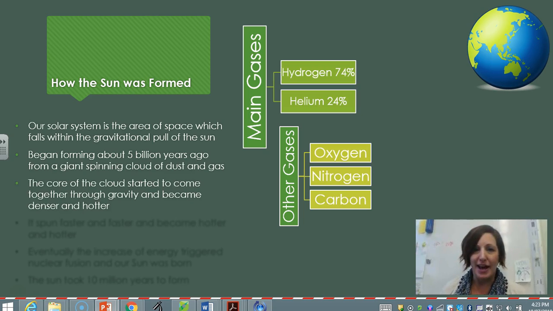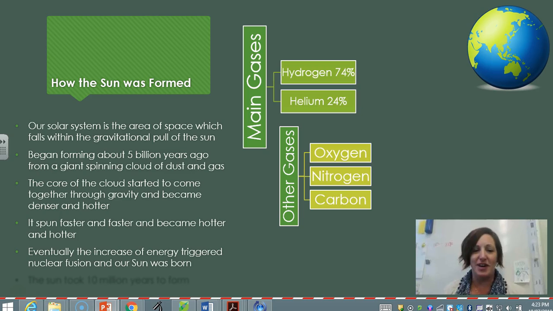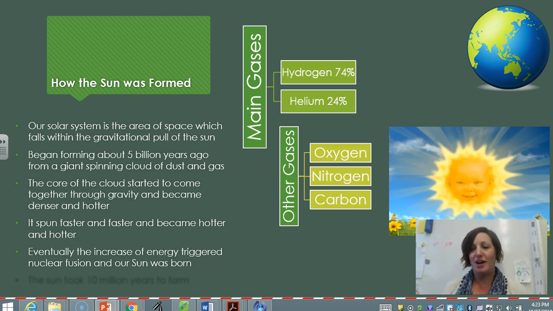The core of the cloud started to come together through gravity. So gravity is a force that pulls things together. They became denser and hotter. It started to spin faster and faster, and it became hotter and hotter, bringing all of those dust and gases together. Eventually, the increase of energy triggered a nuclear fusion, and our Sun was born.